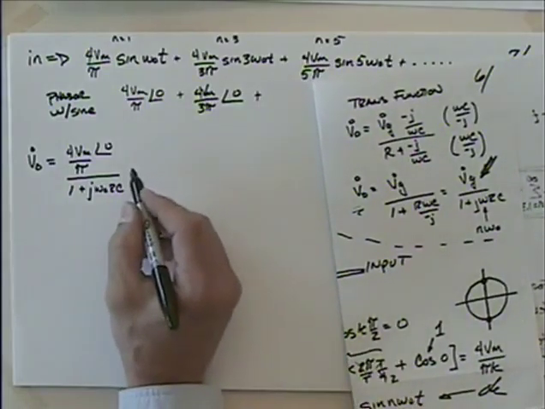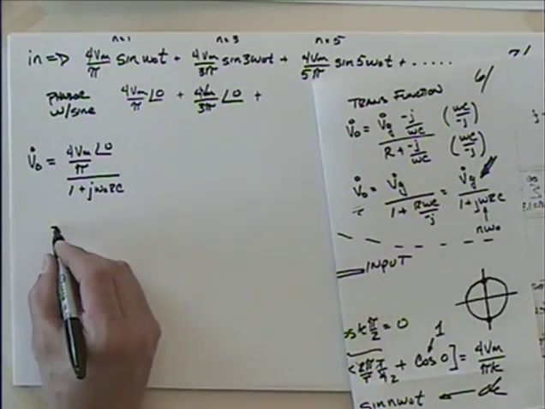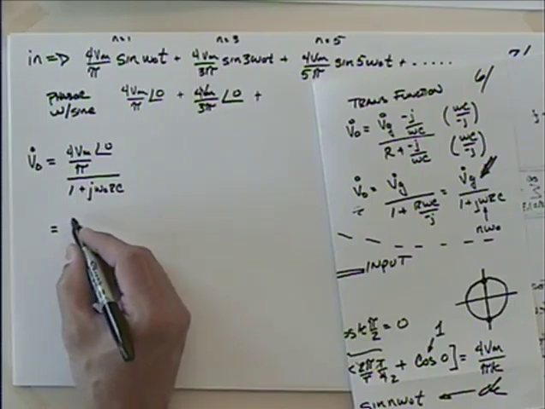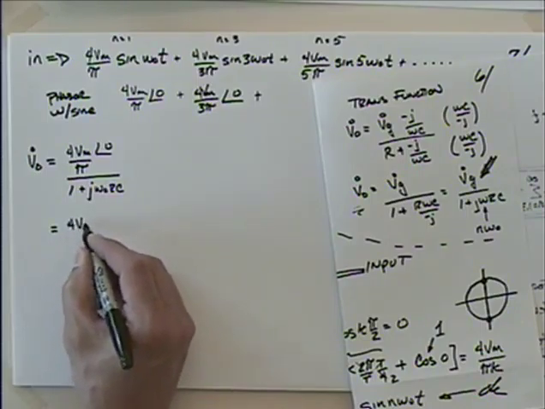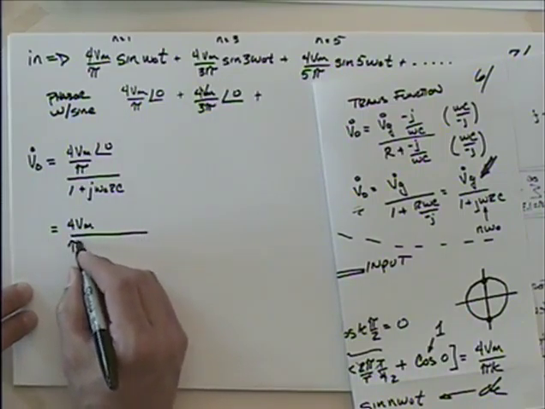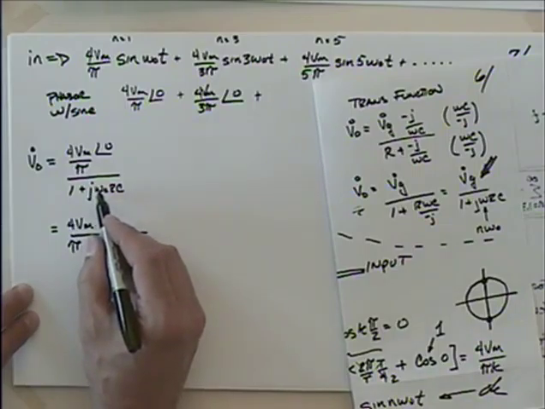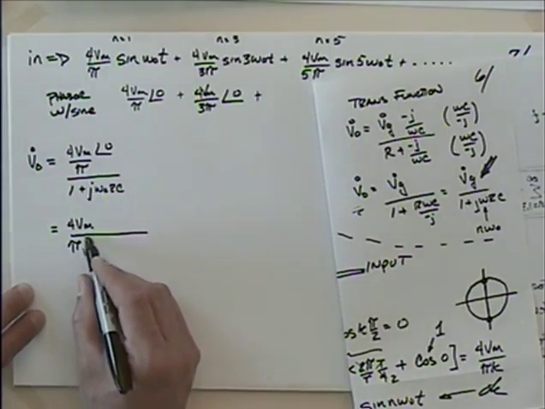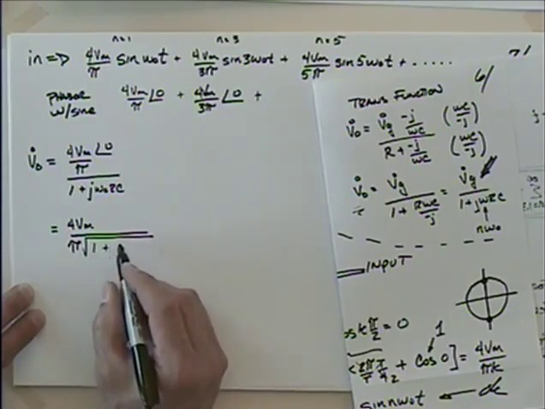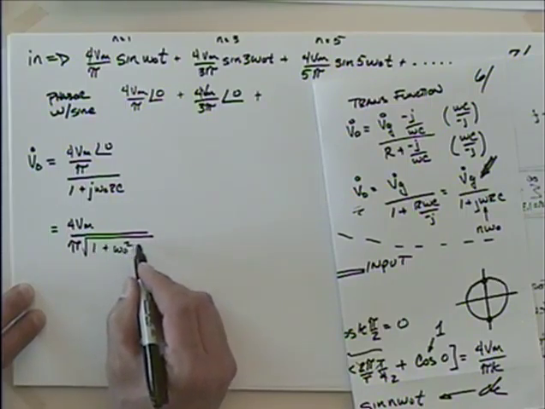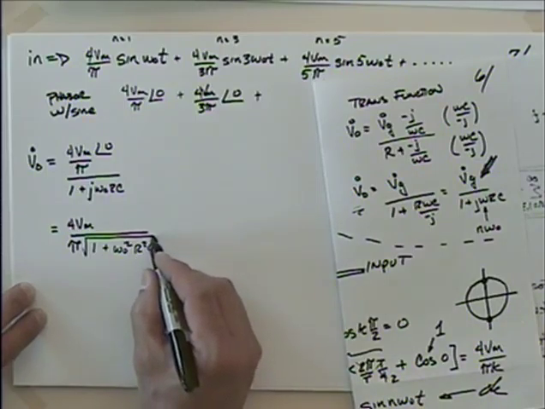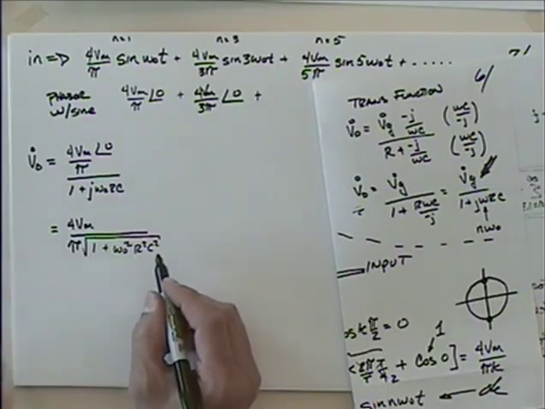So what's that look like? Maybe I'll write that below. I could say that this was 4 Vm over pi. Then I need to put this denominator in terms of a magnitude. I'd have the square root of what? 1 plus omega naught squared r squared c squared. And does this thing have an angle?